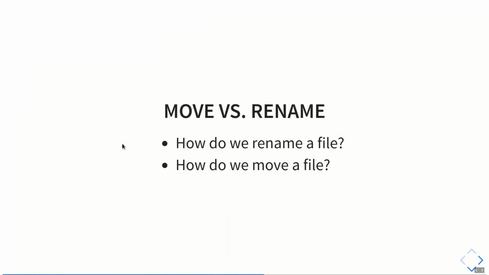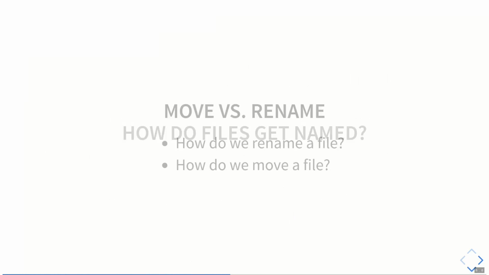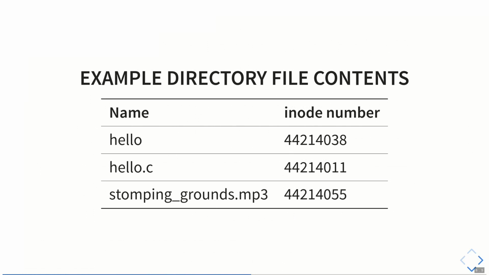We already kind of talked about this. Moving a file and renaming a file are the same thing. There's only a single command in Unix for moving a file, and it's the same as renaming, because all either of them does is edit this directory file to change the name of the file. That's all it does. Yeah?